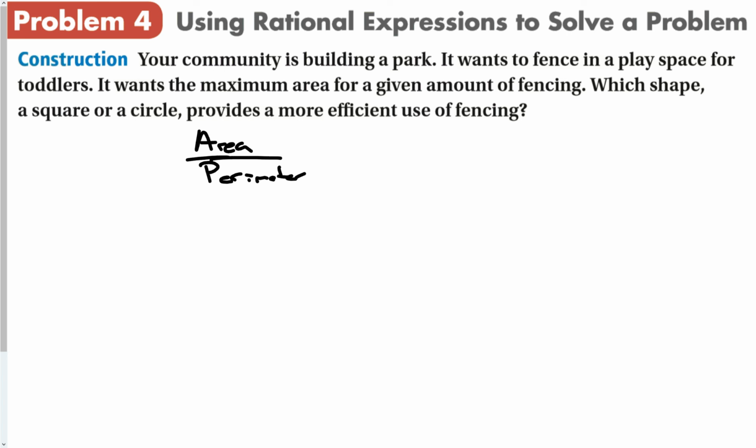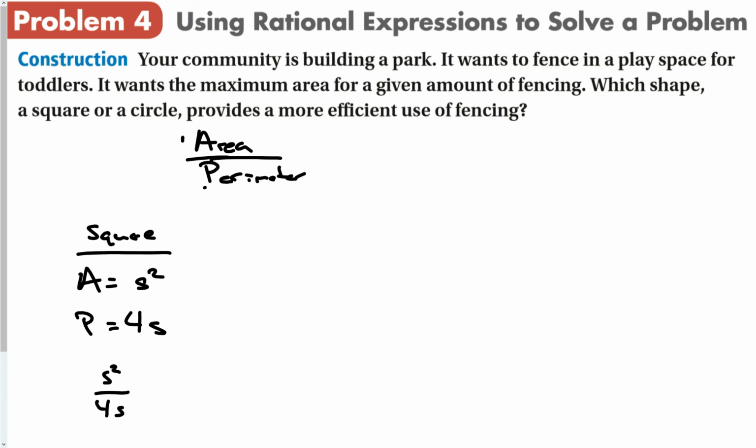If we divide the area by the perimeter, we're figuring out how much fence we're using to close in a certain amount of area. Okay, so we have 2 kinds of things. We have a square, right? The area of a square is the side squared, and the perimeter of a square is 4 times the side. If we take the area divided by the perimeter, we have s squared over, sorry, s squared over the perimeter.